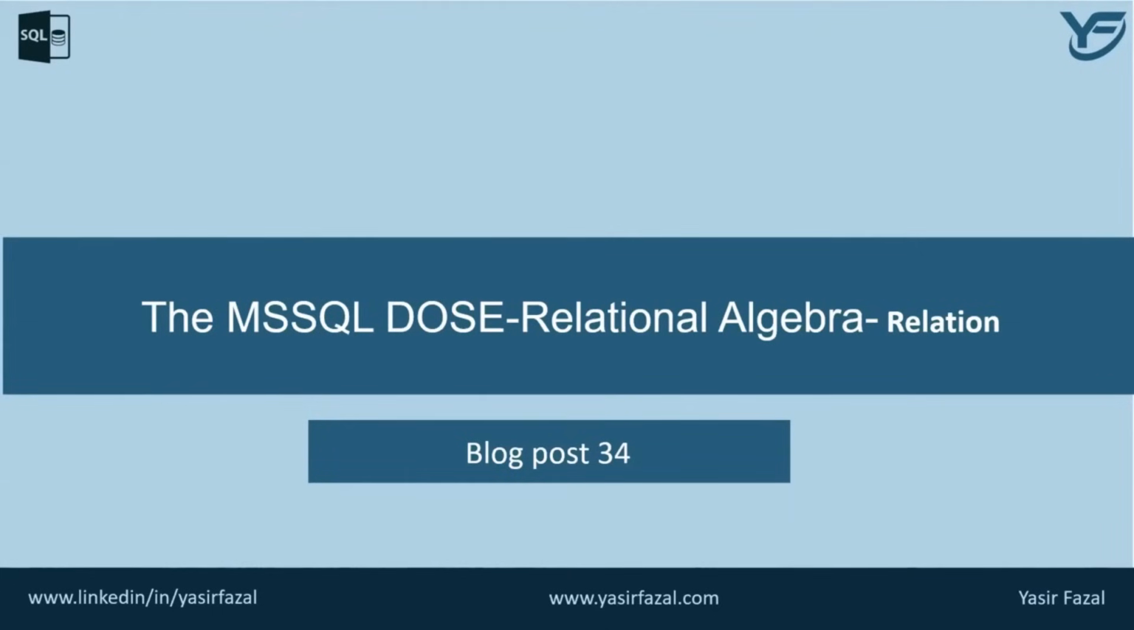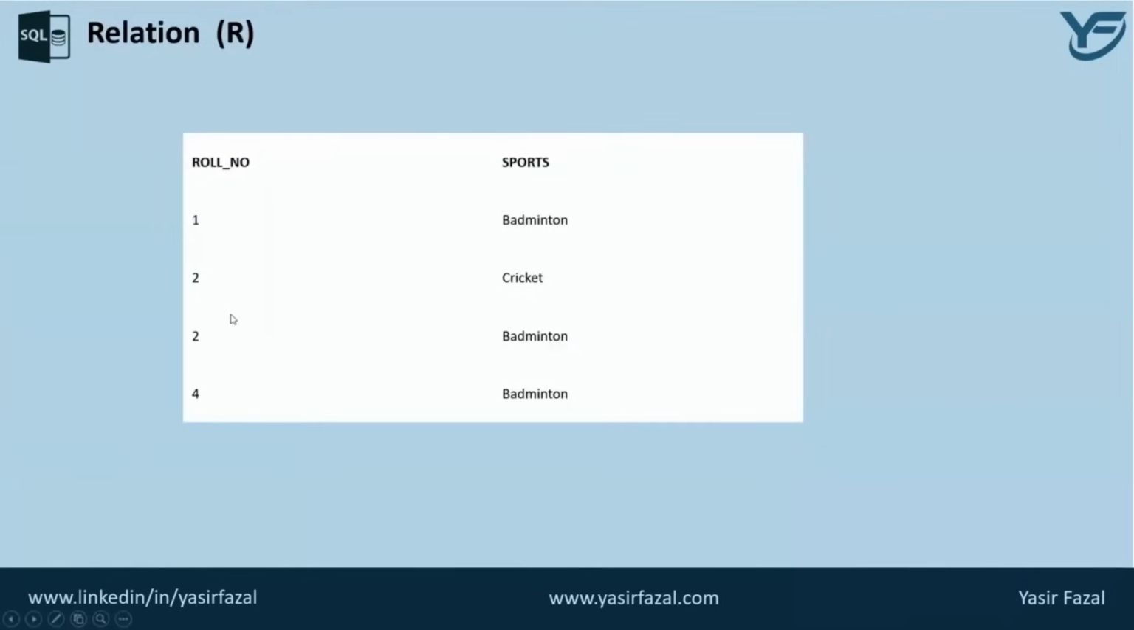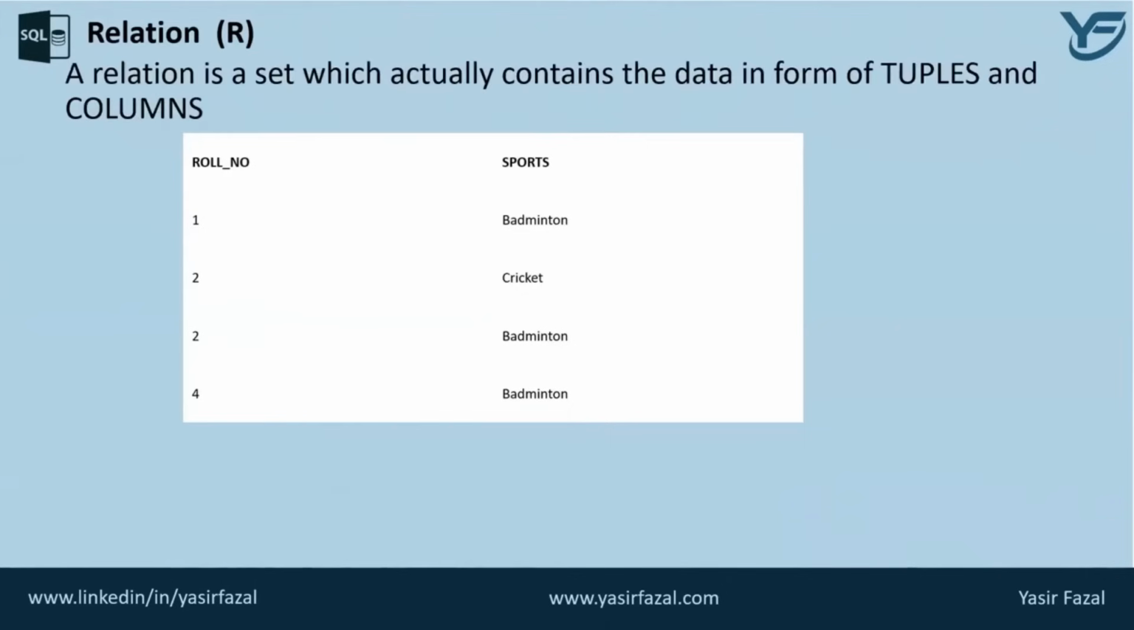And in this blog post, I'm going to discuss the relation in relational algebra. So let us start. First of all, the question that normally comes into our mind is: what is a relation? Basically, a relation is a set which contains the data in the form of tuples and columns. Here I have utilized two terms, tuple and column. What does that actually mean? When I talk about tuples, it means rows.